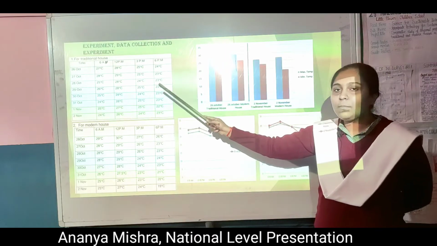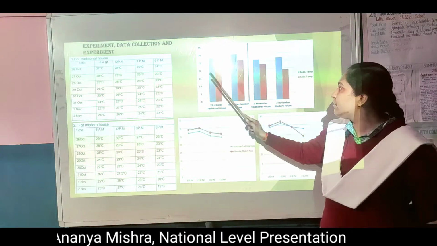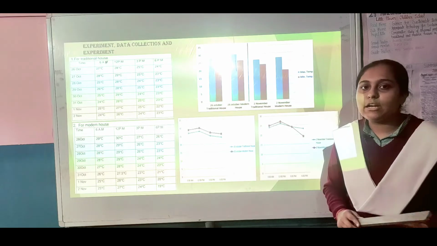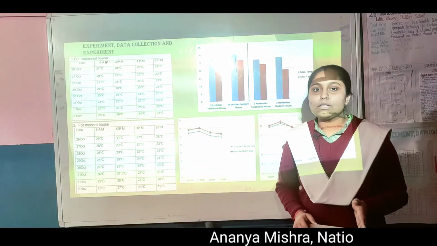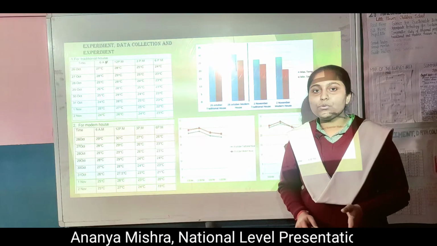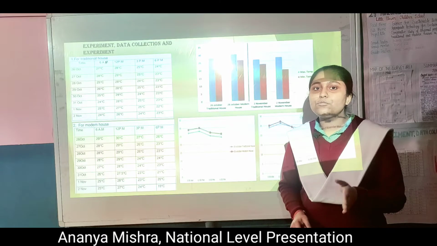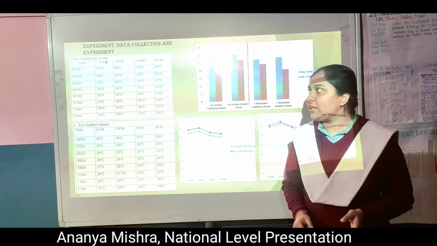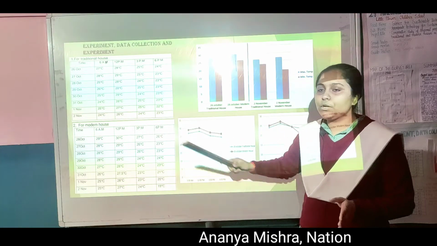So this is the experiment, data collection and observation slide. Here we have shown 2 graphs, and this is the data collection table which shows the data that we collected. So for experimentation, what we did is we selected 2 houses, a traditional house and modern house in the same locality, and we took temperature readings from 26th of October to 2nd of November 4 times a day, and this is the data that we got for a traditional house and this one is for a modern house.